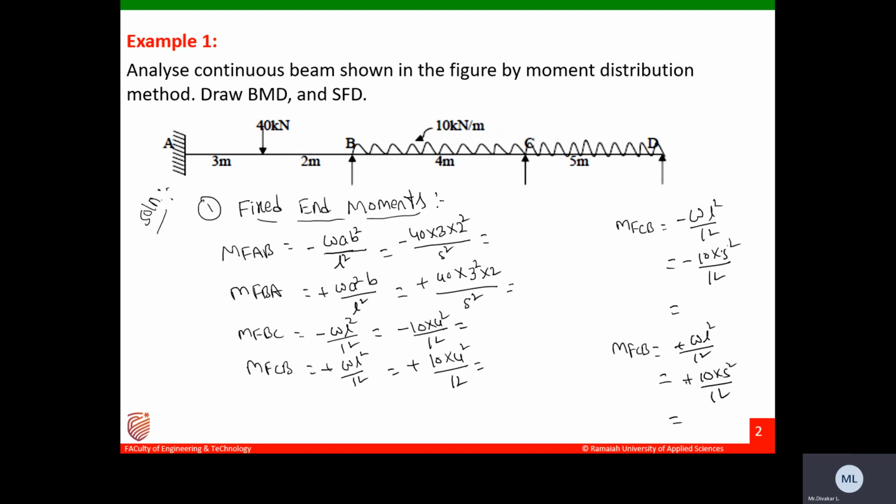So now we need to calculate and write down the values of the fixed end moments. MF of BA, how much will we get? MF of BA, you will get minus 43 into 2 square by 5 squares. So minus 42 square by 5 squares. So this is given.